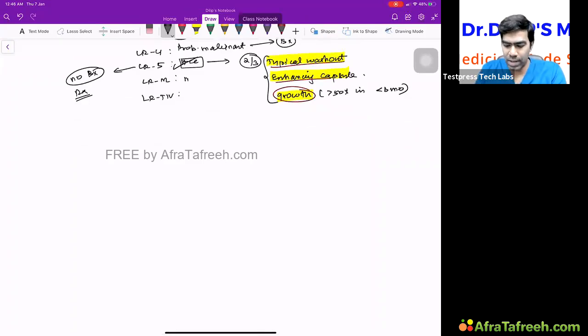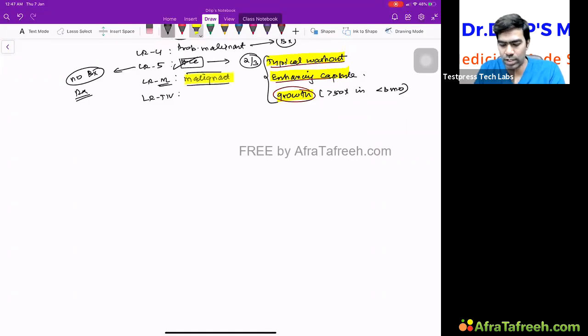LRM is definitely malignant lesion, which means M stands for malignant lesion, but it is HCC or not, we don't know. So it might be a cholangiocarcinoma also. It's a malignant lesion, but it could be HCC or it could be other tumor also, like probably a cholangiocarcinoma. We don't know. So LRTIV means tumor in vein. Tumor in vein. So that is what we called as TIV.